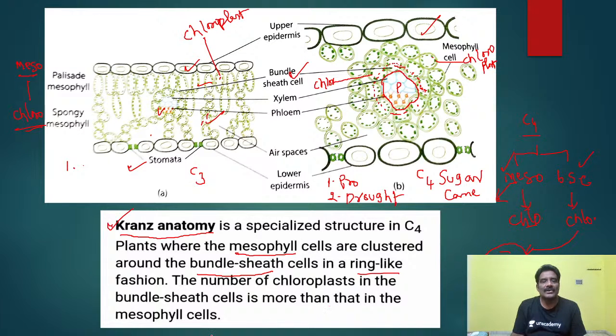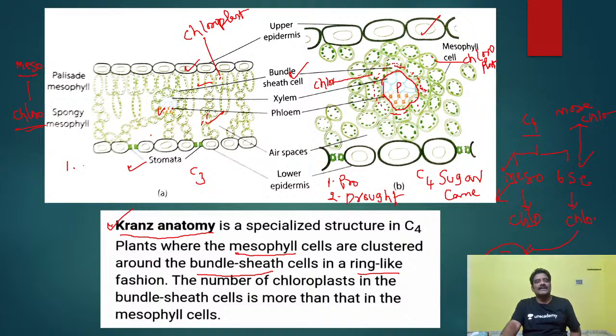So the number of chloroplasts in the bundle sheath cells is more. In bundle sheath cells, more chloroplasts are present. That part you have to remember: more chloroplasts than in mesophyll cells. In the bundle sheath cell, more chloroplasts are present than in the mesophyll cells. So this is about the Kranz anatomy.